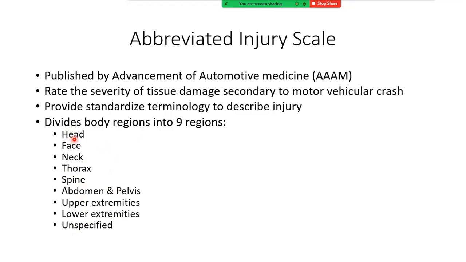But this is something different from ISS. So you do not have to remember this. This is just to tell you that they have done it, but you don't have to remember. So forget about this, whatever they are telling. You just remember how they are going to classify each and every injury.